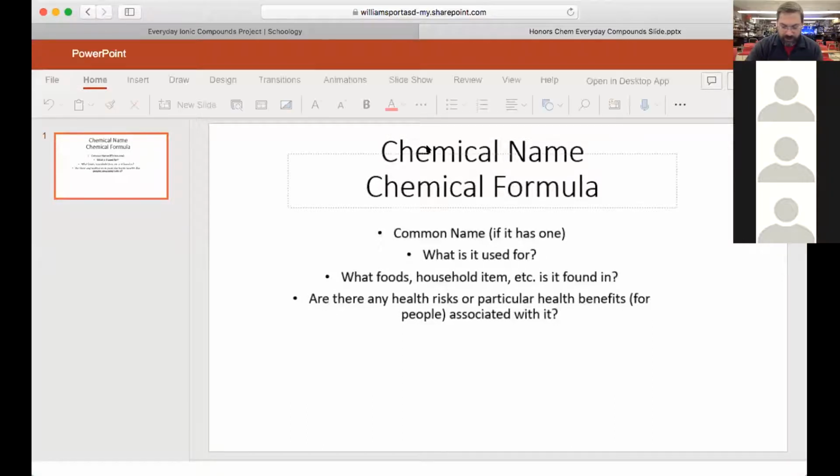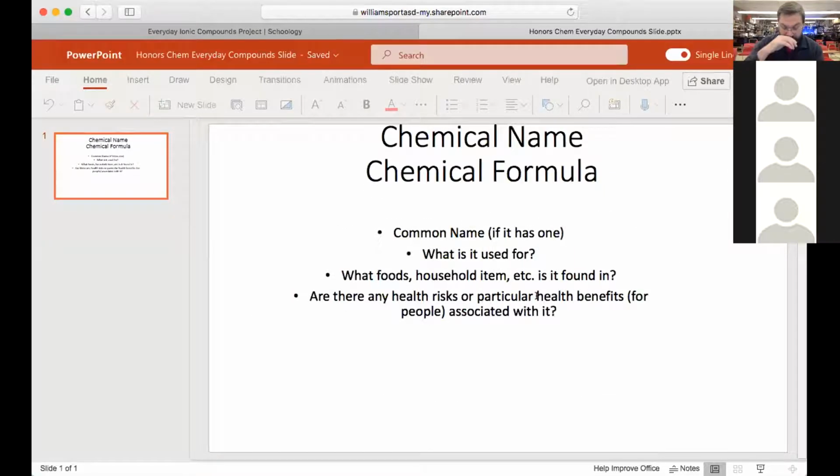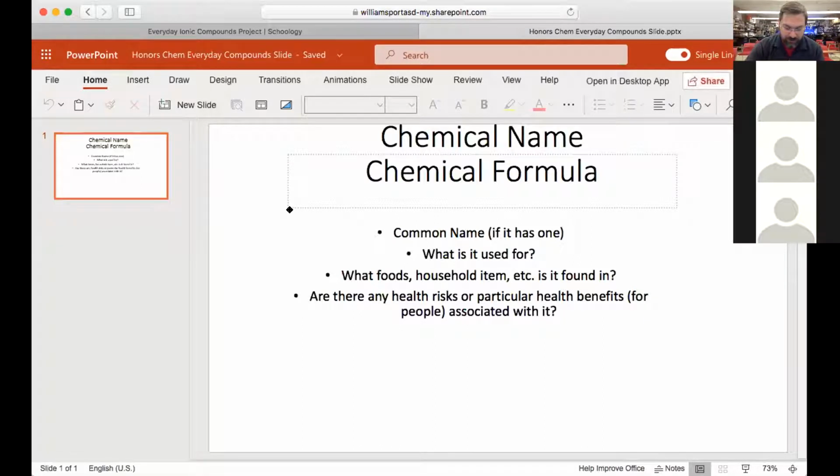You just put the name of the chemical, the formula, what's the common name, what's it used for, what's it found in, and what kind of benefits or health risks are associated with it. And you can make it look good. You can add pictures to it. You can change the background. Don't make it too funky or whatever.